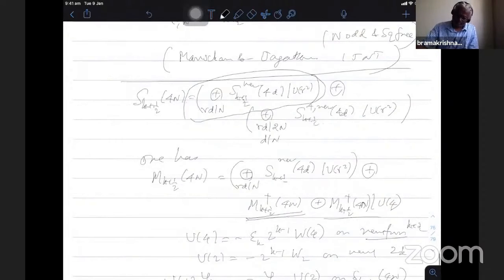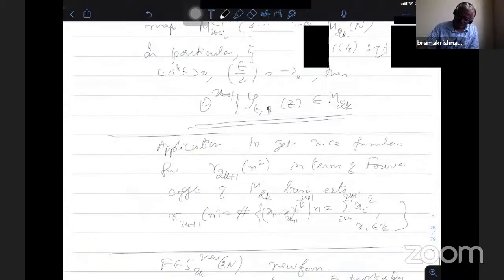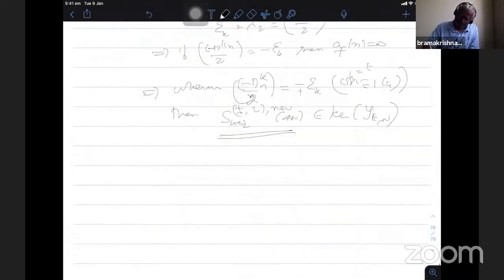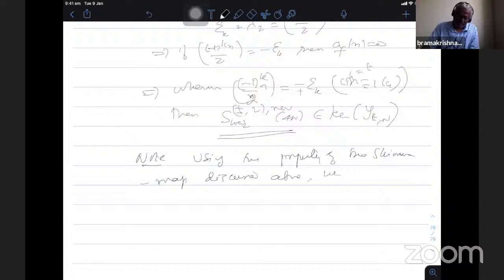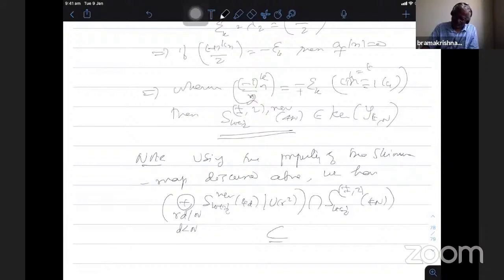Therefore, the above Shimura property gives you, note, using the property of the Shimura map discussed above, we have, if I take the direct sum over D dividing N, D strictly less than N, of S_{k+1/2}(μ, 4D) with the U_{r²} operator, and I intersect with S_{k+1/2}^{±,2}(4N), they are also contained in the kernel of S_{t,N} for such t.